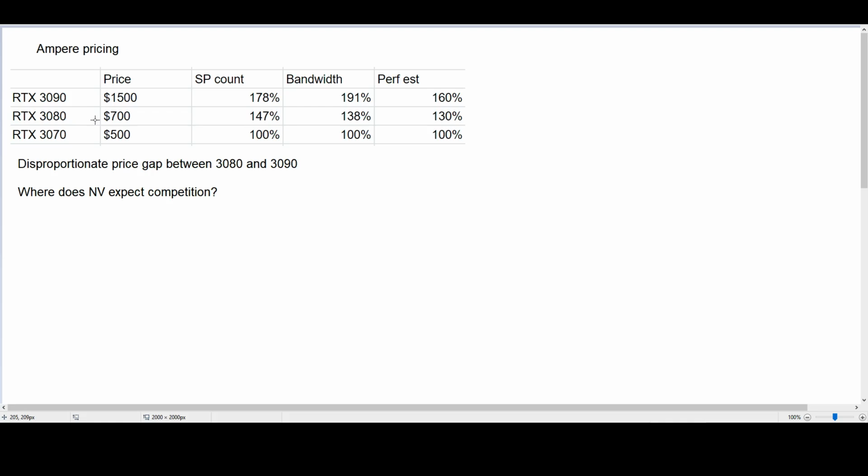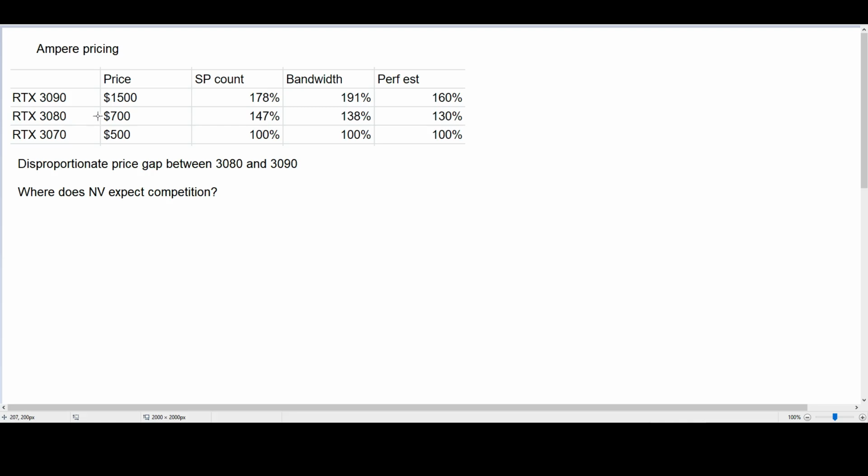And I've been saying this basically since I saw the prices on the Nvidia reveal, that we should expect Big Navi to end up just above the 3080 or competing directly with the 3080.